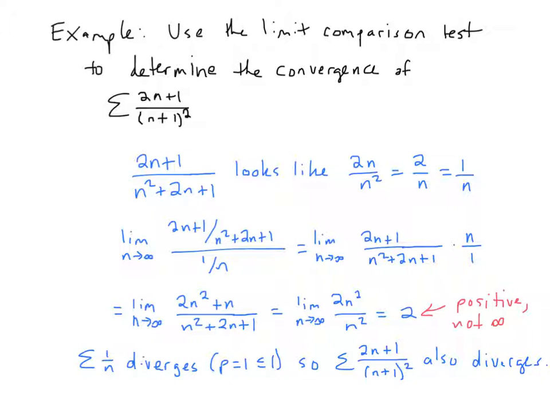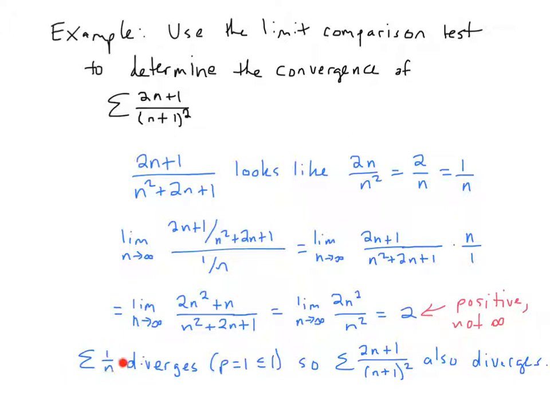And there's different ways you can do this, but I just distribute the n in, so I get 2n squared plus n over the bottom that doesn't change, n squared plus 2n plus 1. And we're taking the limit as n approaches infinity, which means I can ignore all of the small terms, and I end up with 2n squared over n squared, which is just 2. And the nice thing about 2 is that it's positive and it's not infinity, so that means that the two series that I started with, this one and this one, they either both have to converge or they both diverge.